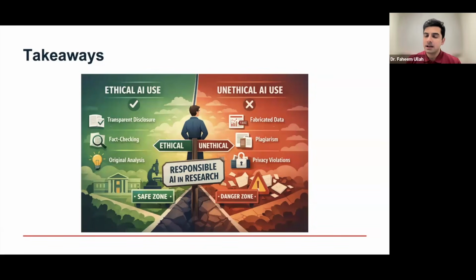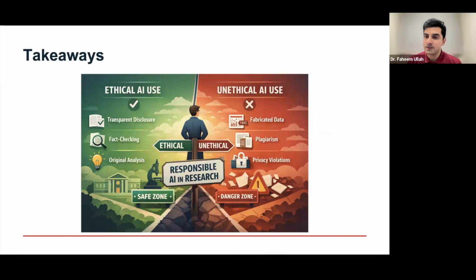And what is unethical? Unethical is when you fabricate data. For example, if you have a small data set of, let's suppose, 1000 data points, and you give it to ChatGPT and say, okay, make it a data set of 2000 points, the next 1000 points would be fabricated. Plagiarism: you cannot copy and paste text from a tool and put it in your paper. It would most likely be flagged as AI plagiarism.